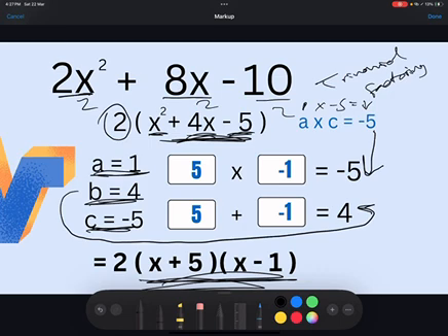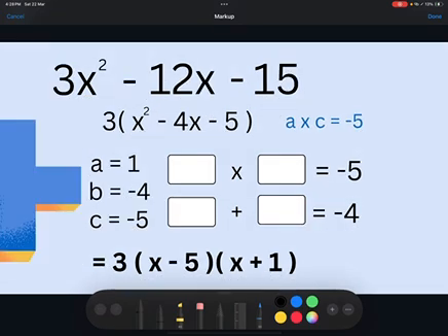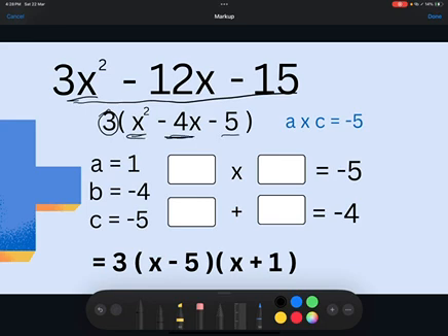And then we bring the common factor over here in the beginning. 3x squared minus 12x minus 15. Find the common factor between all three of these, which is 3. We write it in the beginning. And then because we divided by 3 in each term, we're left with x squared minus 4x minus 5.